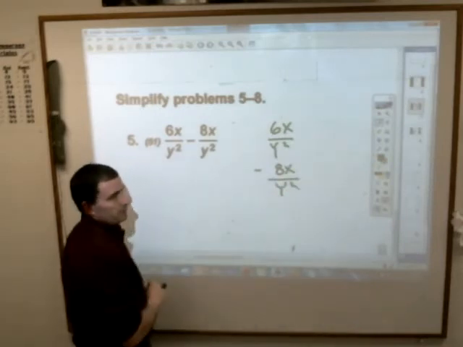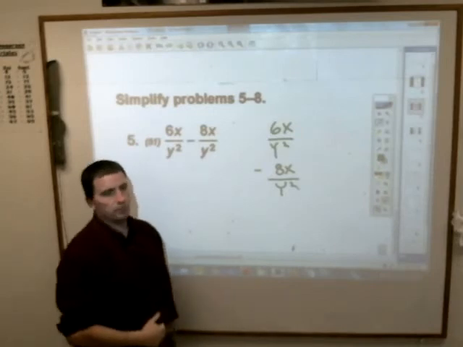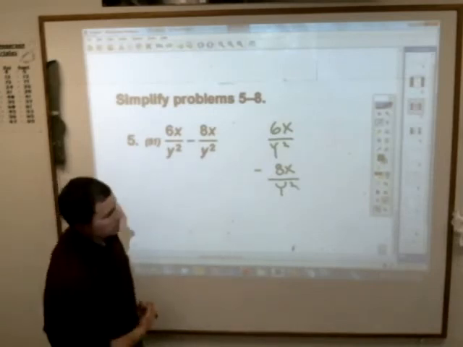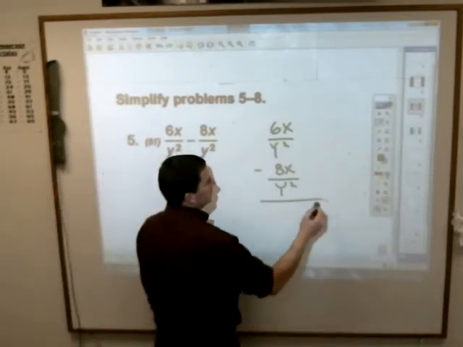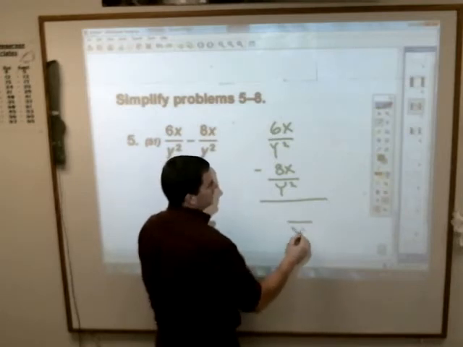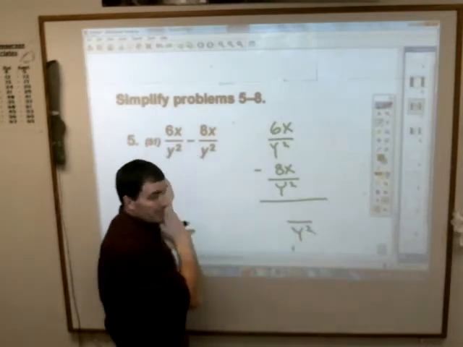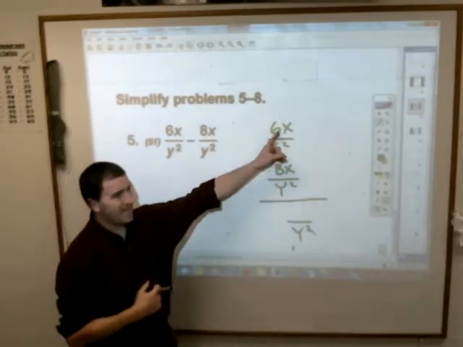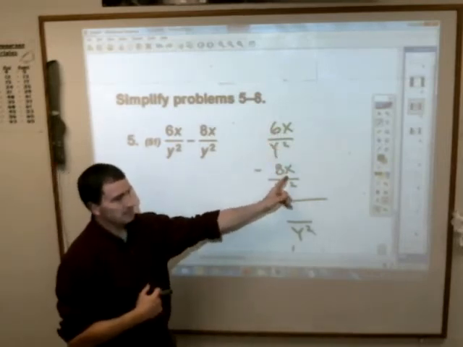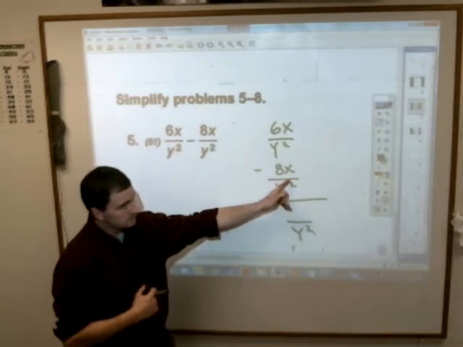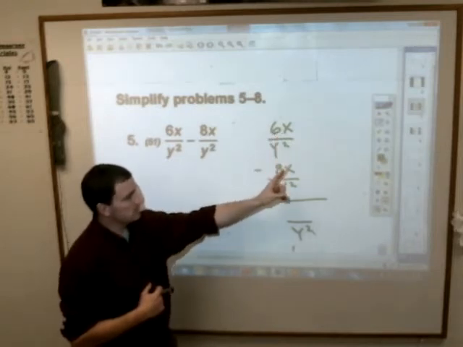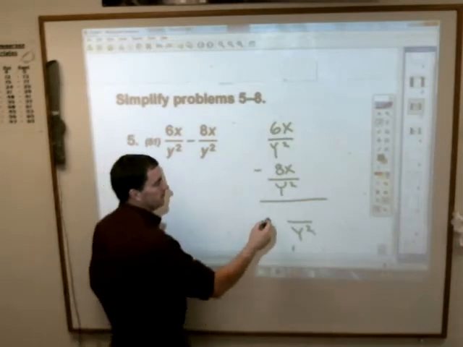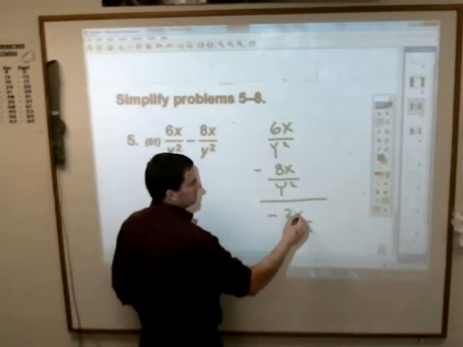When you add fractions, you have to come up with common denominators, and fortunately for you, this already is, so you know when you add or subtract, your answer is going to have a y squared in the bottom because we don't change the bottom of the fractions. What do I get when I take 6x minus 8x? 6 x's, and I take 8 x's away, I have -2 x's in the whole.